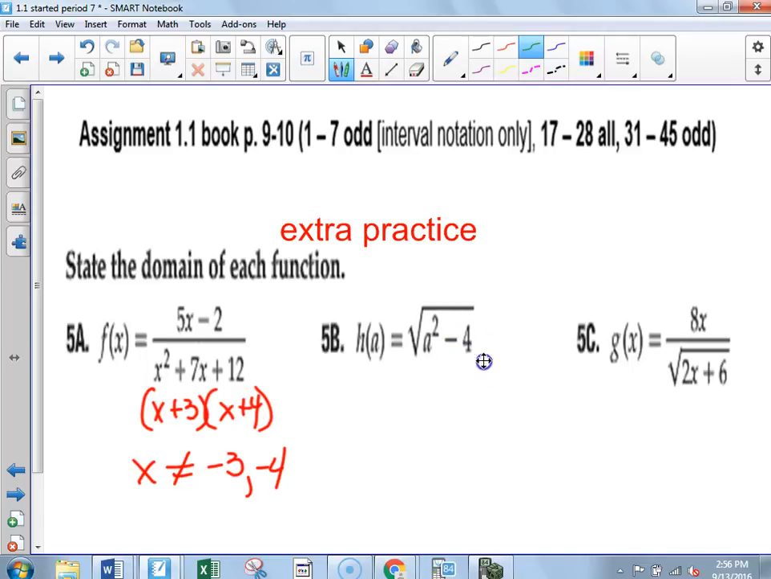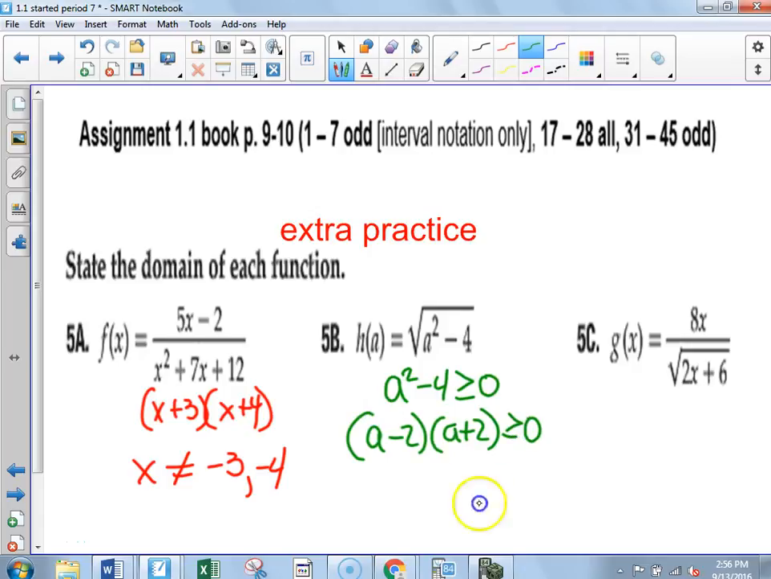What's going on here? When you have a radical, how do you decide the domain? Okay, what's underneath has to be greater than or equal to 0. You could square root, but it gets messy and confusing. I'm going to factor this. What are the 2 places that this hits 0 at? Okay. So -2 and +2. Now I need to decide, is this greater than 0 in between or outside of those?